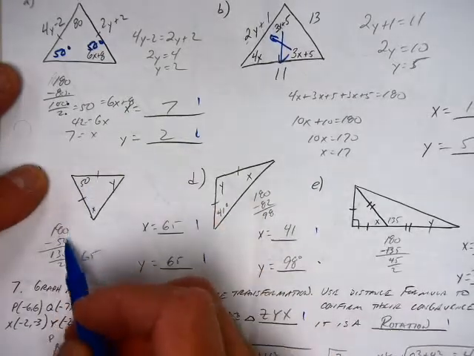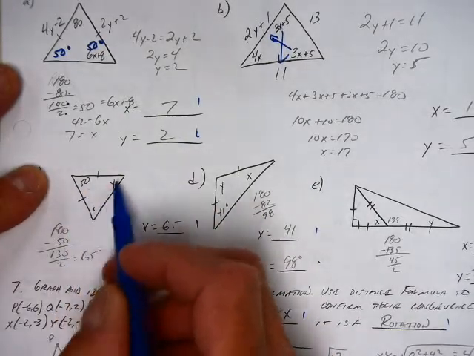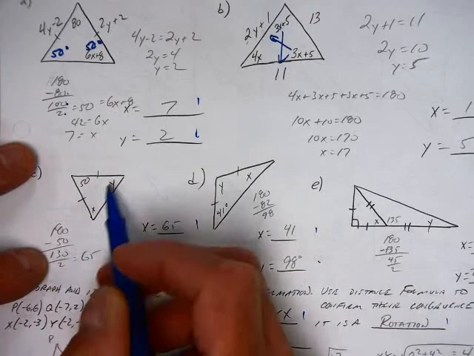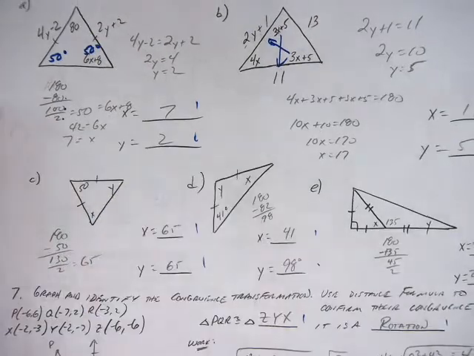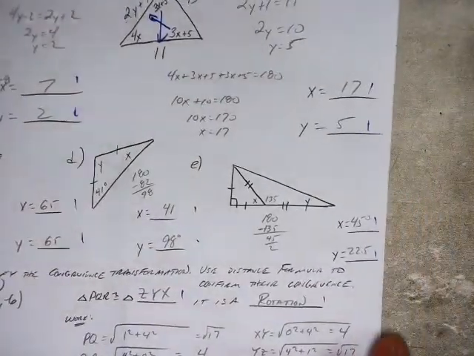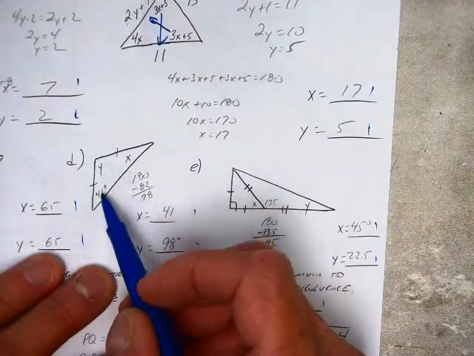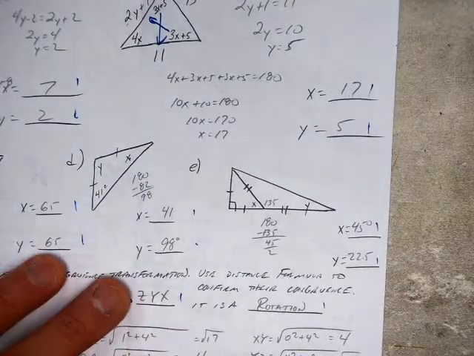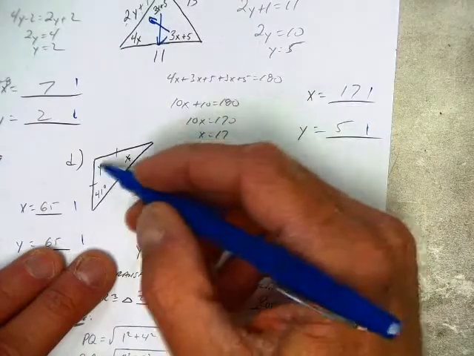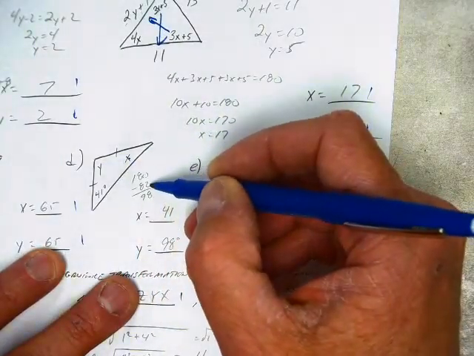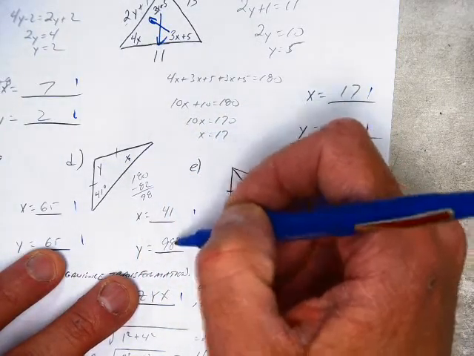Same thing here, 180 minus 50, that's my vertex angle, so my others are going to have 130 degrees split between the two, so 65 and 65. Going over here to D, if that's 41, that's got to be 41. So then what I figured out is how many degrees I have left for Y. I took 180 minus 41 and 41, gives me 98 left over.